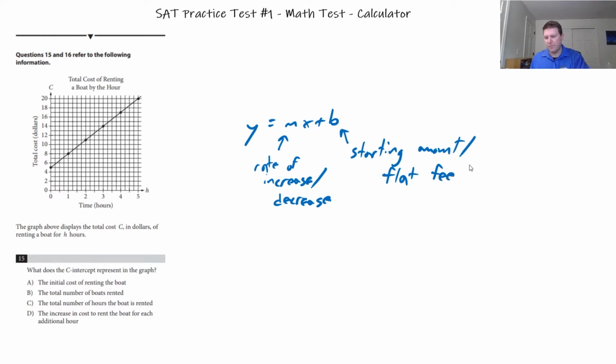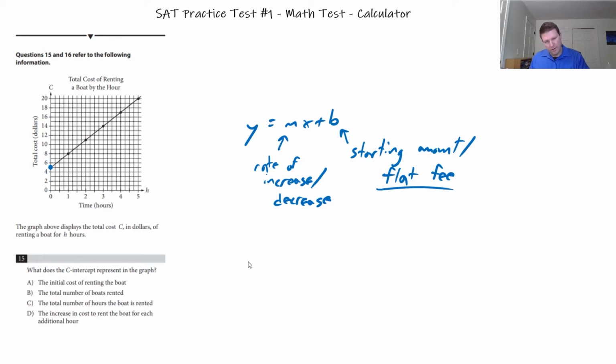So in this case, we're renting a boat, okay? And even if you take it out for 0 hours, it's still $5. So this is the whole idea of a flat fee. Like if you're going to rent a car, right, they might charge you $100 straight up and then $50 for every day that you have the car or something like that. The $100 would be that flat fee that they charge you no matter what. And this is the same idea. They're going to charge you $5 before you even take the boat out, right?